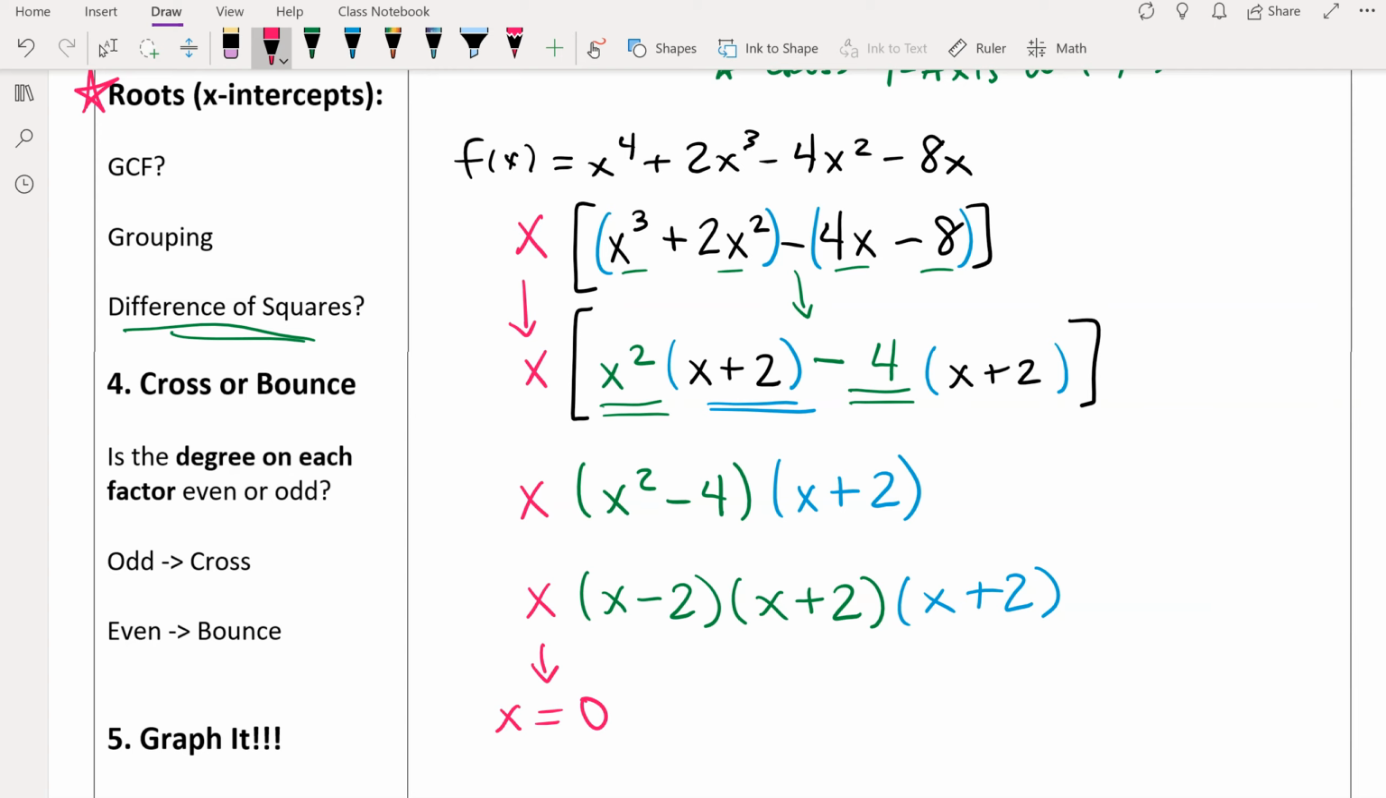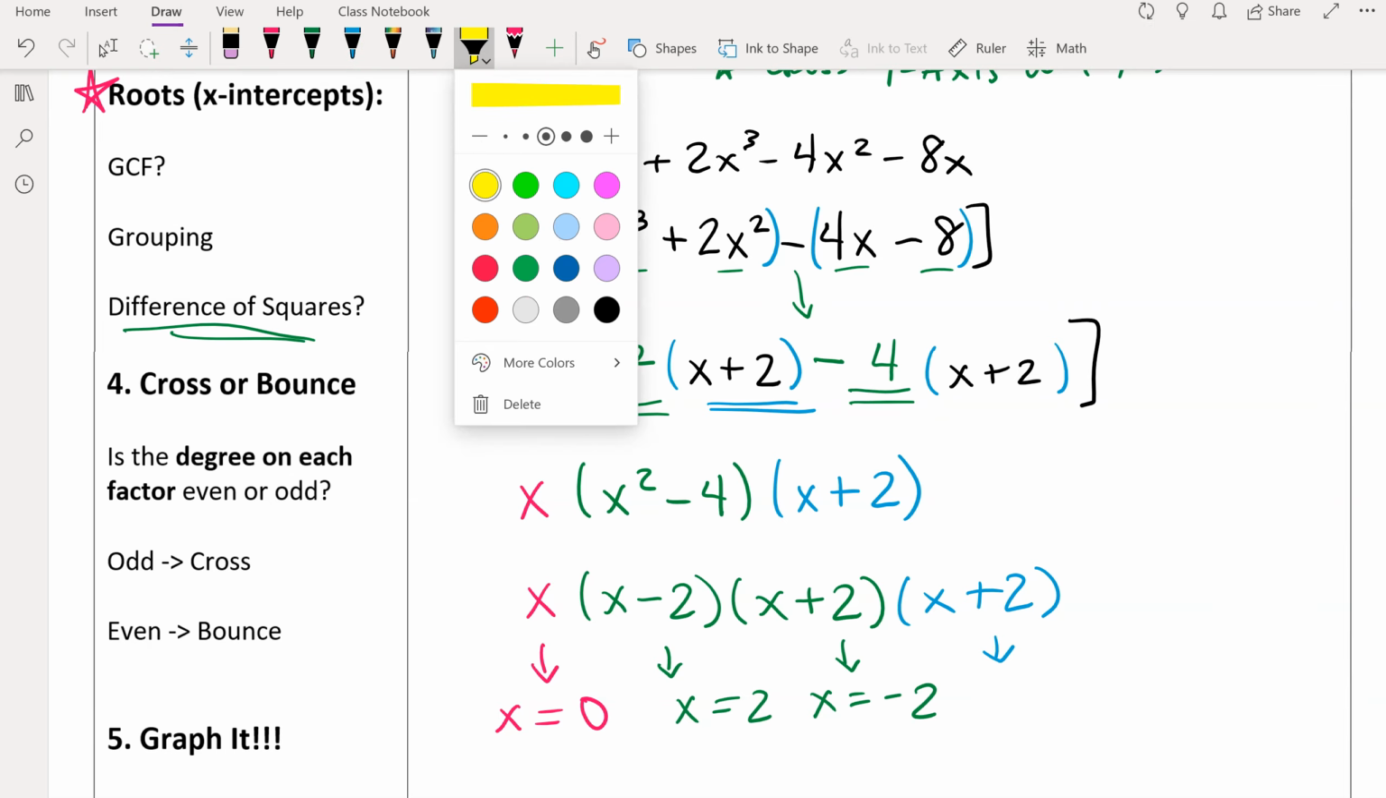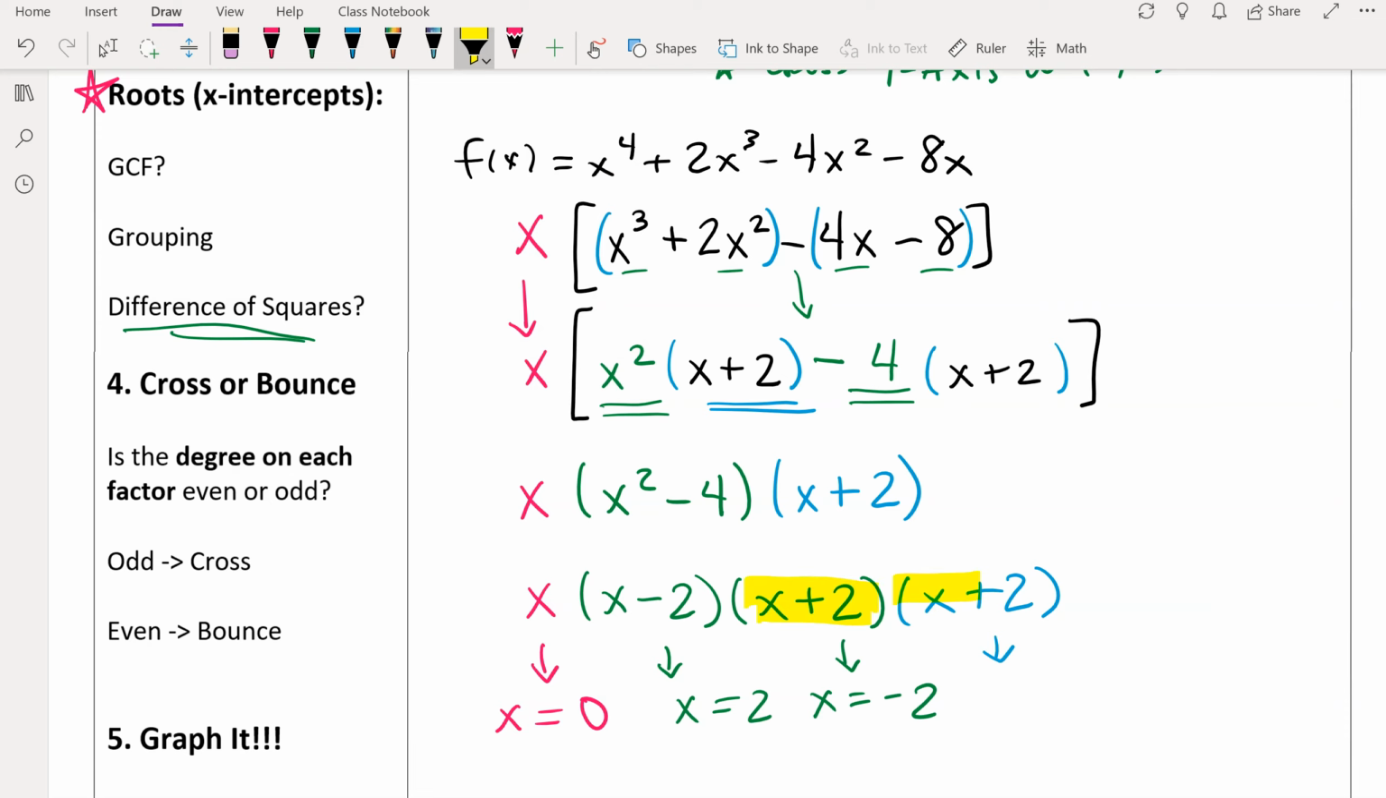x equals 0 for this one, x equals 2, x equals negative 2. And then for this one, x equals negative 2 again. We need to write this, though, in a different form. So really quick, how many x plus 2's do we see? We see 2 x plus 2's. So we can write this as x plus 2 squared because there's 2 of them.